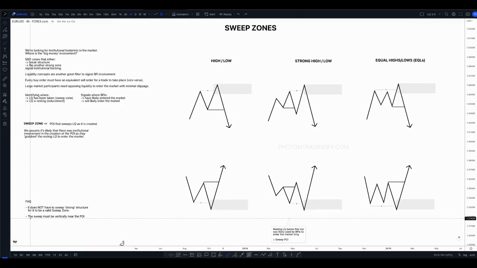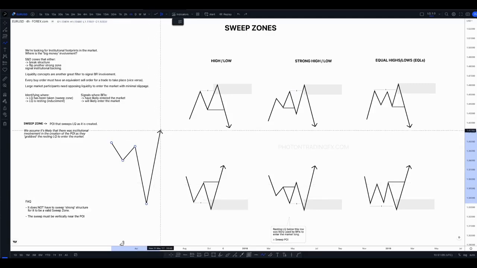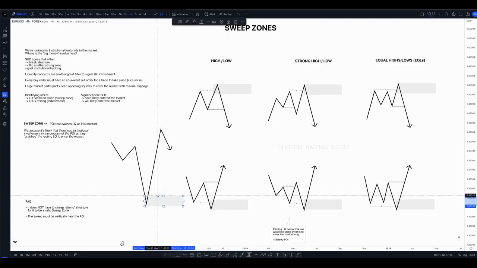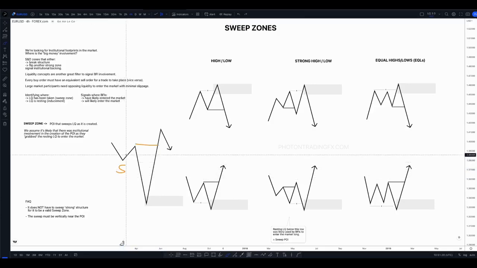Okay, and the other thing is the sweep must be vertically near the POI. So what I mean by that is, say you had a pullback like here, and then price comes all the way down, and then price comes all the way up and breaks this high. That is a valid demand zone, right? That broke this high here. But can we say that it swept the liquidity behind this low? Well, it's miles away, right? It's probably used liquidity all the way down here. So I wouldn't say that that's a sweep zone of this level, okay? It needs to be pretty near it.